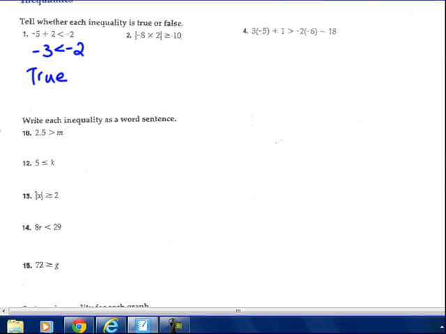Number 4 here. I've got some order of operations to do. So 3 times -5, that's -15, plus 1. Is that greater than -2 times -6? That's 12. Take away 18. Okay, -15 plus 1, no, that's -14. Is that greater than 12 take away 18? 12 minus 18 would give me -6. Is -14 greater than -6? No, that is false. -14 is less than -6.